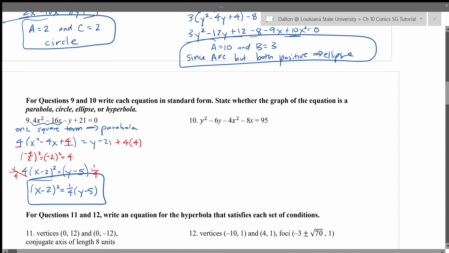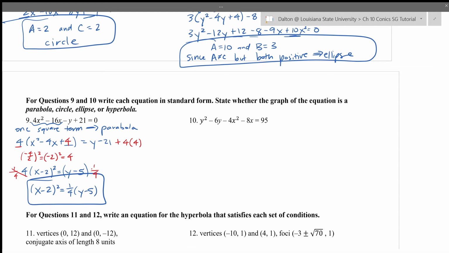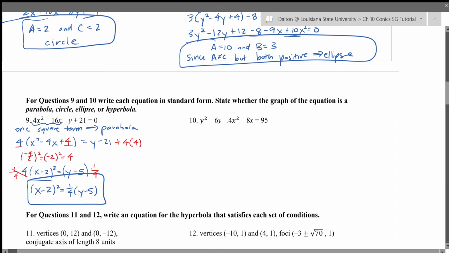For number 10, again, we got to figure out which conic section we're even dealing with first. So my x squared term, my coefficient for that A is negative 4. And C is my coefficient for y squared, which is just 1. So this is a scenario where A and C, they're not equal. And most importantly, they have opposite signs. One's positive and one is negative. When they have opposite signs, that implies that the conic section is a hyperbola.